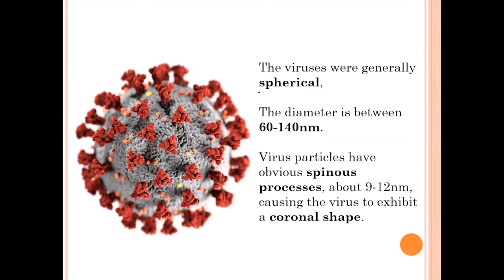Round shape, like a ball, and pretty small, with a diameter of 60 to 140 nanometers, sometimes even a little smaller. And they have some spikes, like this part, and this part, the spikes. And that basically looks like a crown shape. So that's where the name comes from.